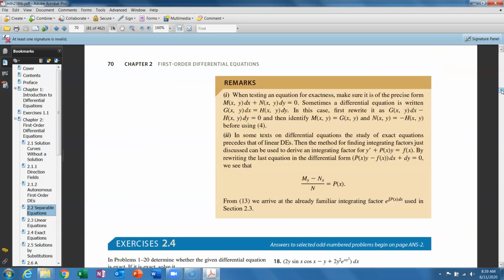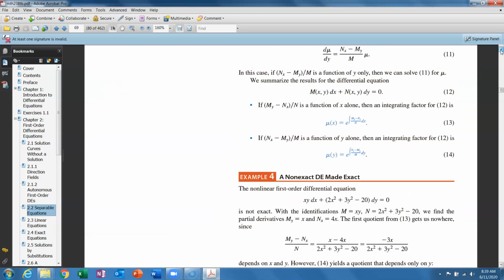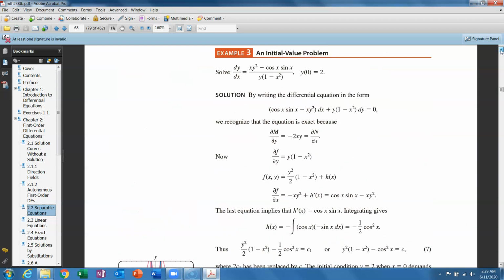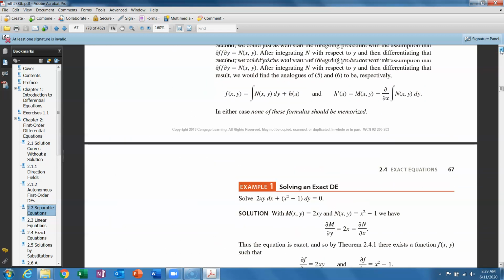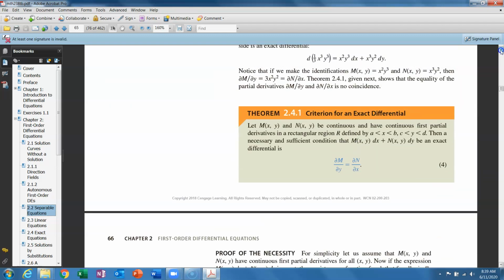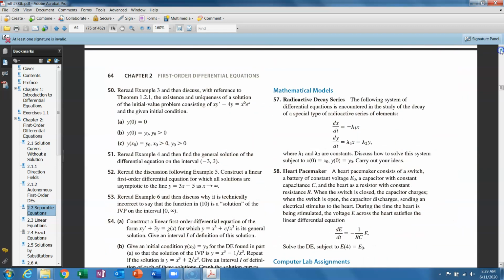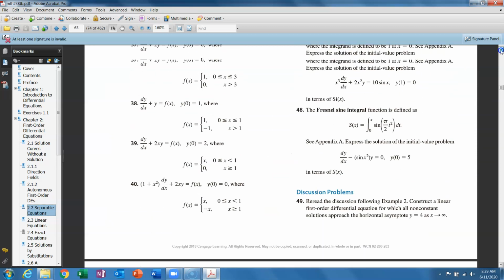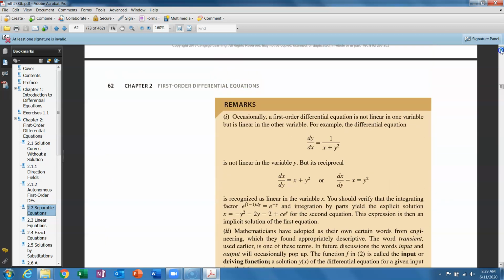Whoa, that goes fast. Way too fast, okay. Page 66, we need to do on 51. I'll get there in a minute. Sorry.